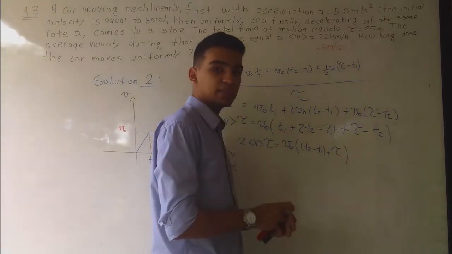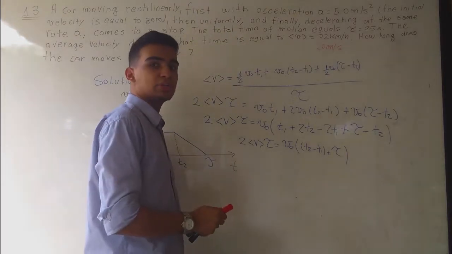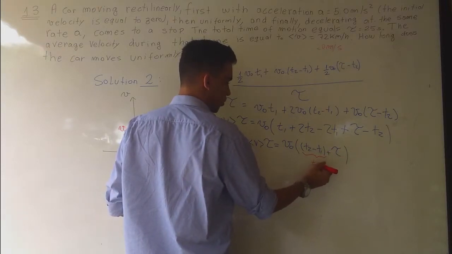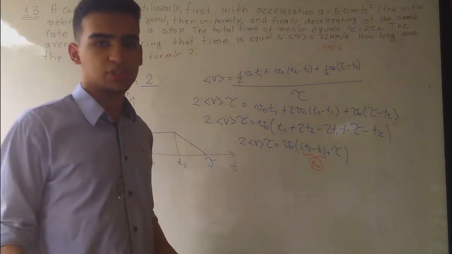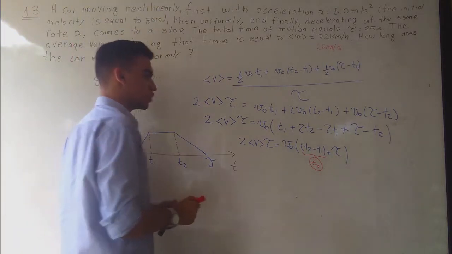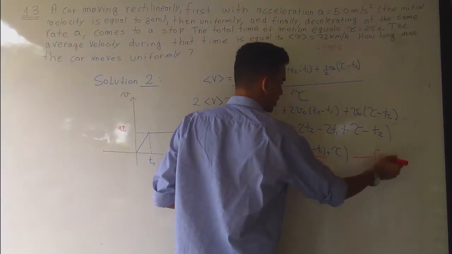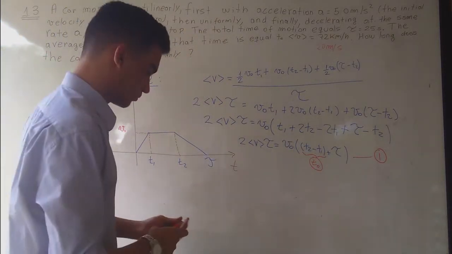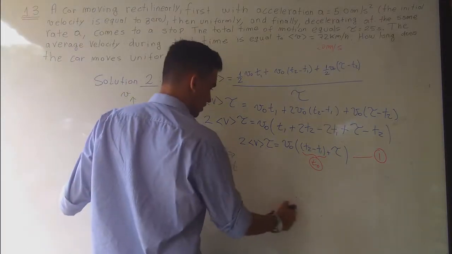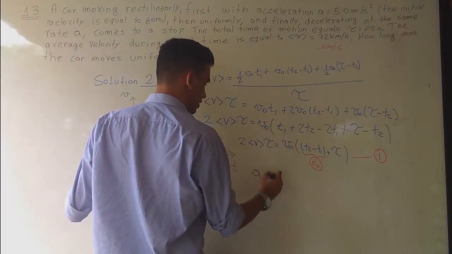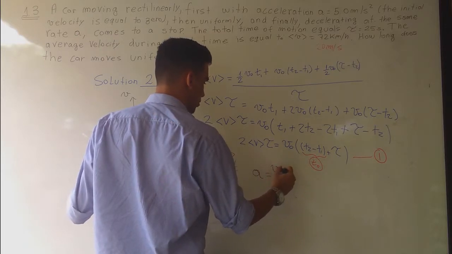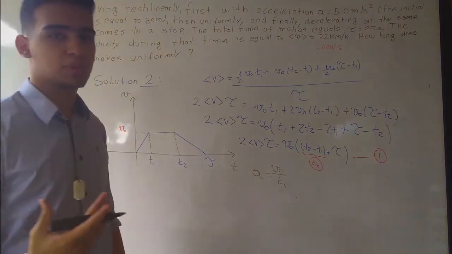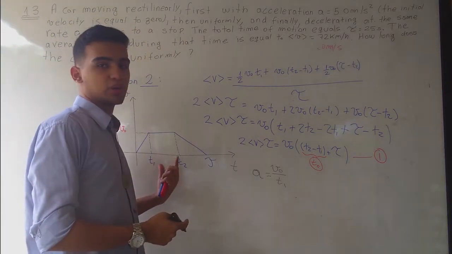I am going to define T2 minus T1 as T0. It's just a definition. This will be our first equation. The second one, we write the following. We have that A is equal to V0 upon T. That is just delta V upon delta T. This first part of the equation.